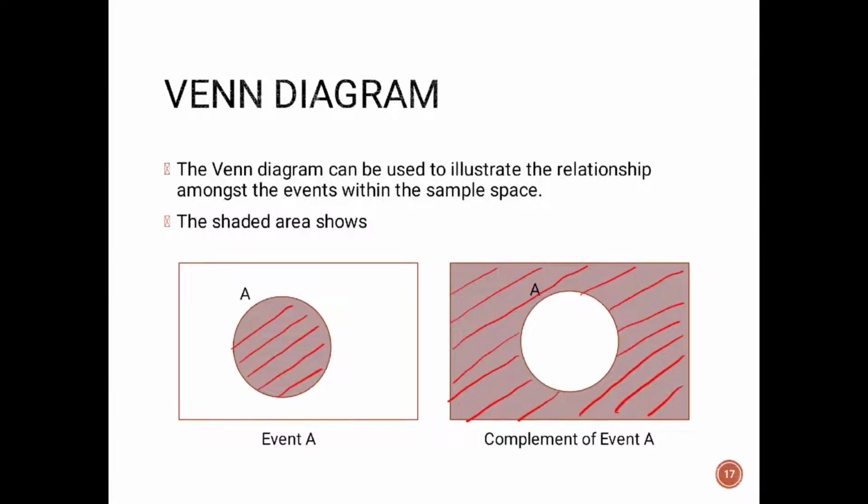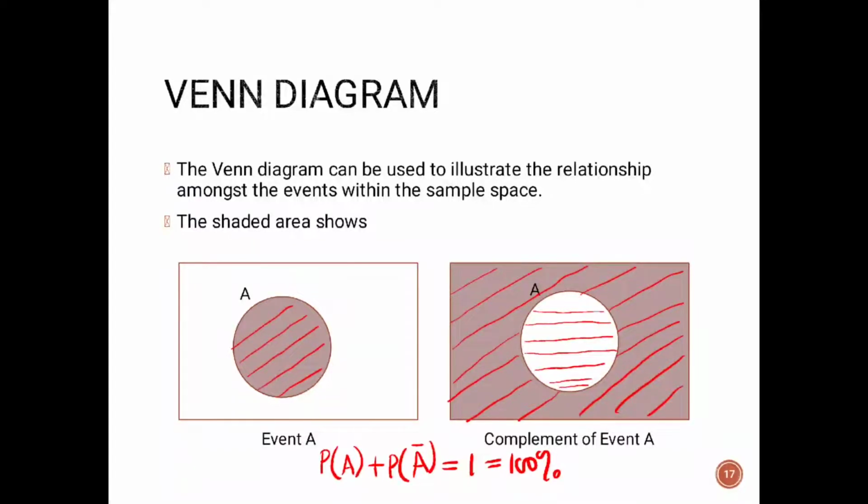That's why we have this formula: probability of A plus probability of its complement equals 1, or this is equivalent to 100%. Because if you combine probability of A, which is inside the circle, and also outside the circle, the whole thing makes up 100%, or the whole area.